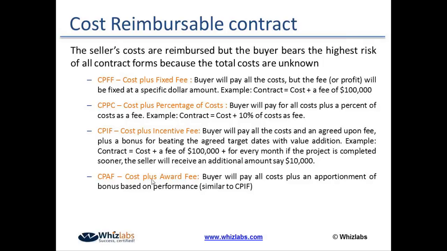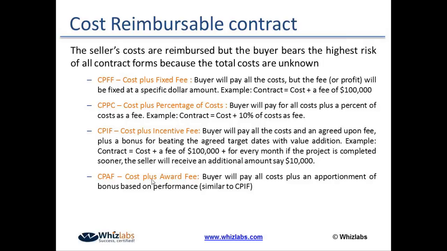Then you have cost plus percentage cost, which is a bit different from the previous type. The entire cost of the project is reimbursed by the buyer, and additionally a percentage of the total cost is given as a fee. In both these types of contracts, the seller doesn't have any incentive or motivation to control cost. If the cost goes higher, the buyer simply pays for it, right?